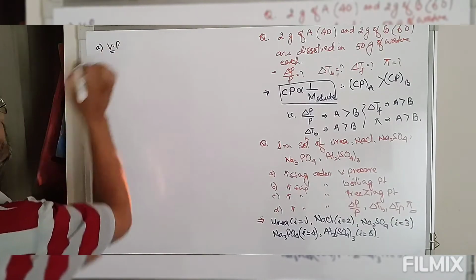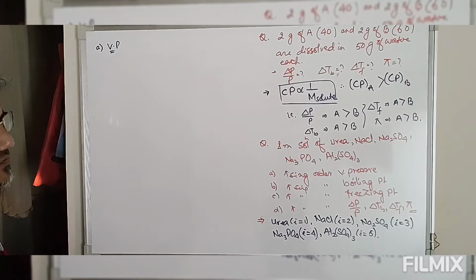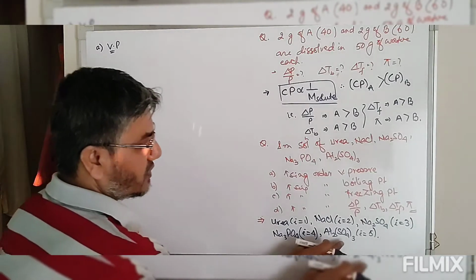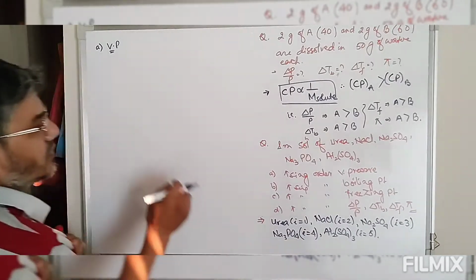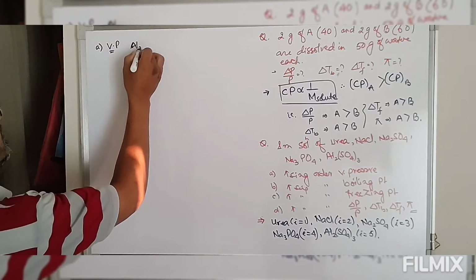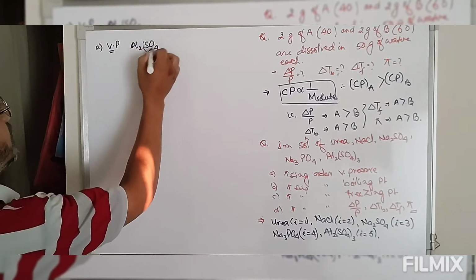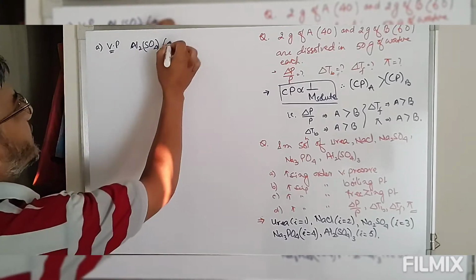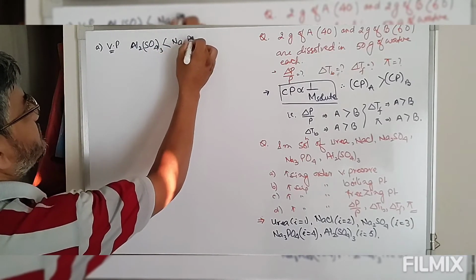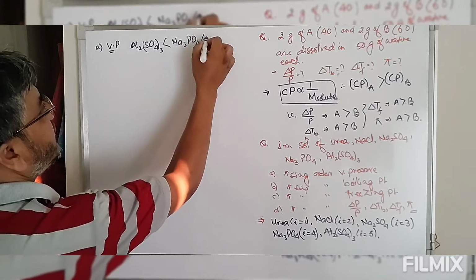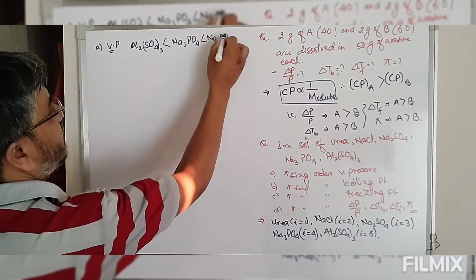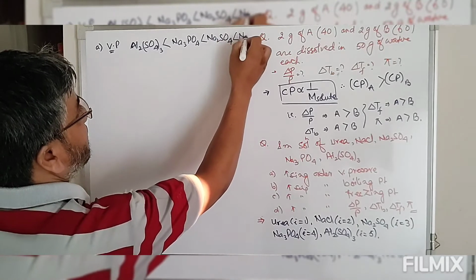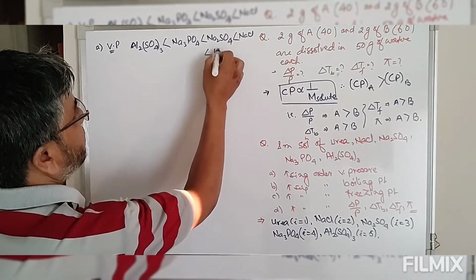The solution with the lowest vapor pressure will be the one having the maximum quantity of solute. So look at this Al2(SO4)3, then we have Na3PO4, then we have Na2SO4, then we have NaCl, then we have urea.